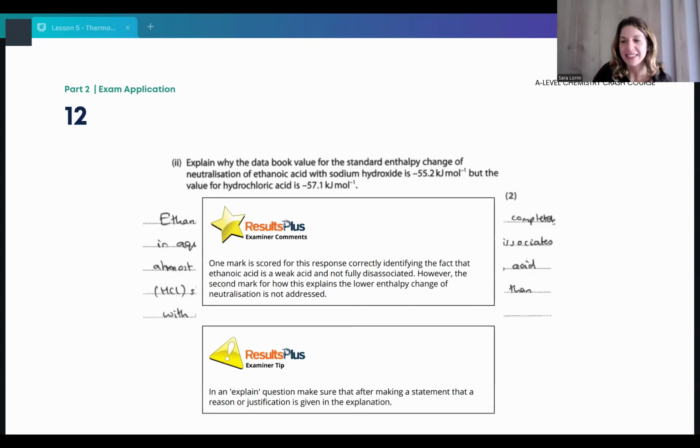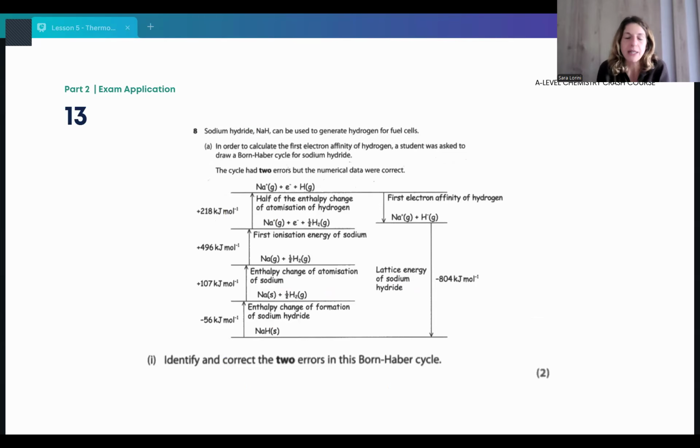And we're now at the last one. Of course, we're doing lattice enthalpy and thermodynamics. And you thought that we wouldn't do any Born-Haber cycle? Of course not. There is one, but I don't expect you to do it right now. But I would like you to identify and correct the two errors in the Born-Haber cycle. And this was actually a past paper question, not like the other questions that were answers of students.